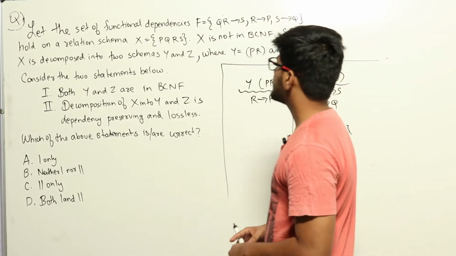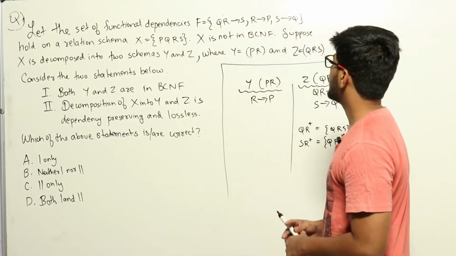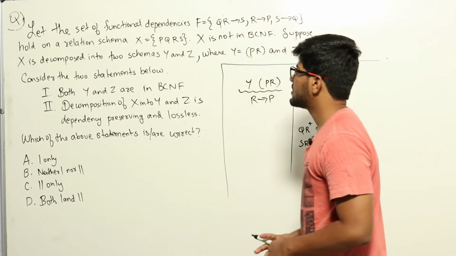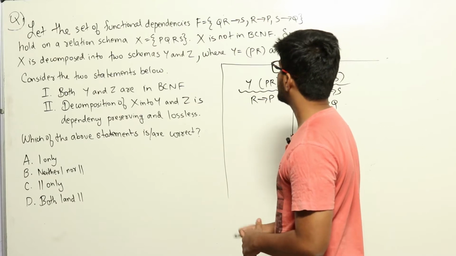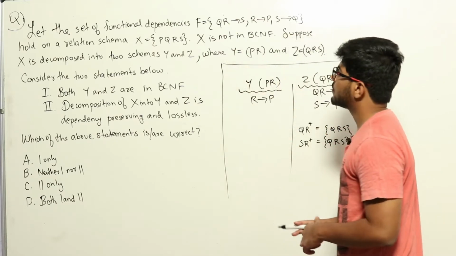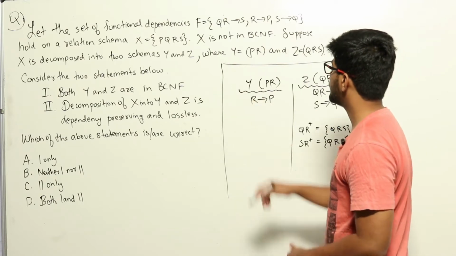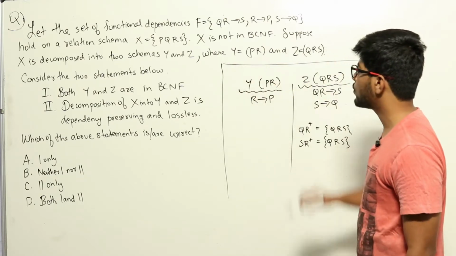Let the set of functional dependencies F equal to QR gives S, R gives P, S gives Q hold on a relation schema X equal to PQRS. X is not in BCNF. Suppose X is decomposed into two schemas Y and Z, where Y equal to PR and Z equal to QRS.